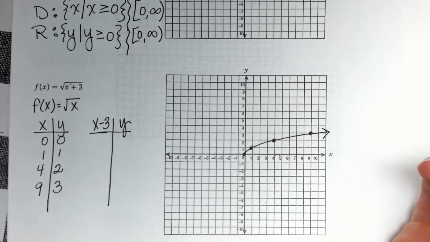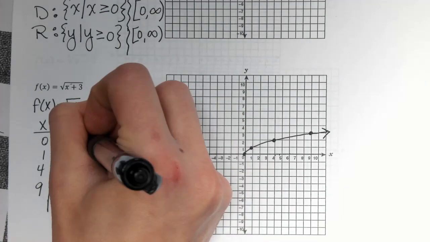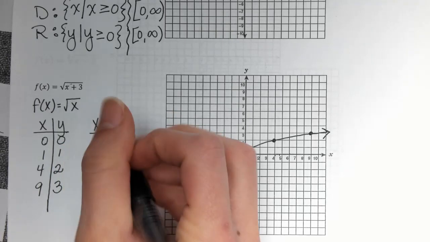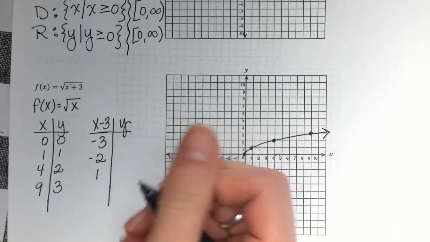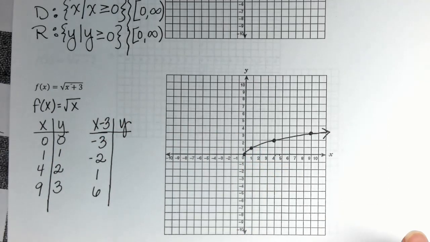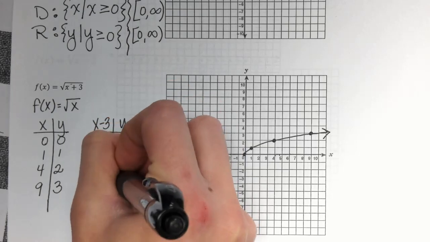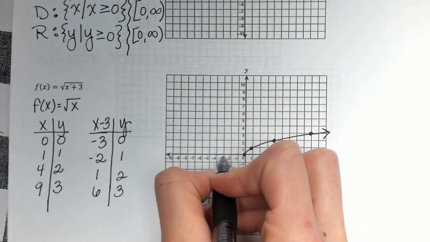Okay, y'all remember building your tables for transformations? Okay. So I'm going to take my 0 minus 3, that gives me negative 3. 1 minus 3 gives me negative 2. 4 minus 3 is 1. 9 minus 3 is 6. And then I copy down my y's, 0, 1, 2, 3. And I'm going to plot those points.